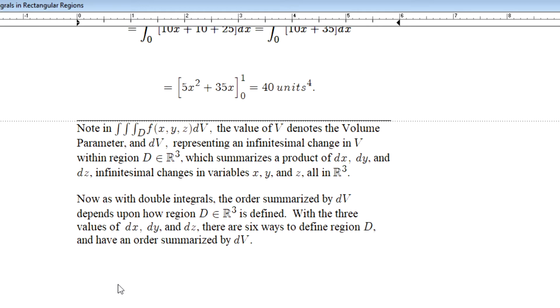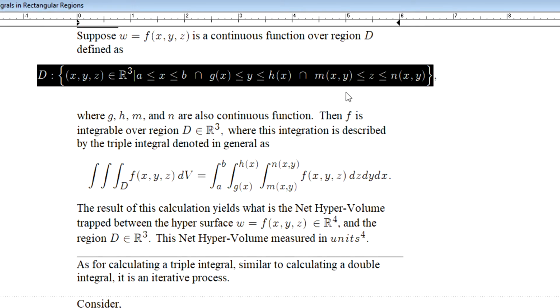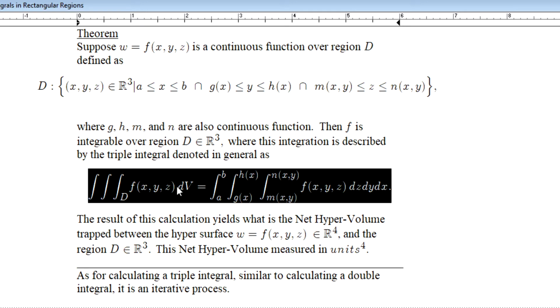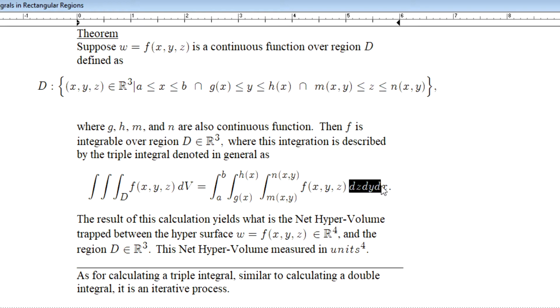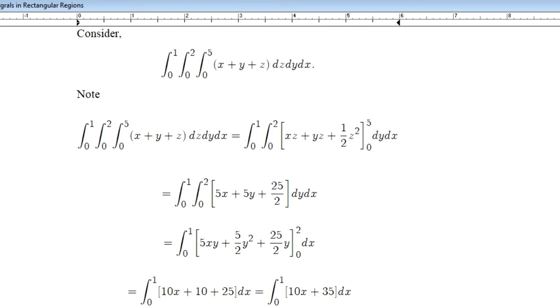And I do say, as with double integrals, the order of summarization by dv depends upon how region D is defined. As we had noted in our theorem, when region D is defined in this manner, up here in the theorem, then our triple integration for that calculation, given here, is as follows, where dv happens in the very specific order dz, dy, dx, and our integration bounds appear as noted in the theorem.